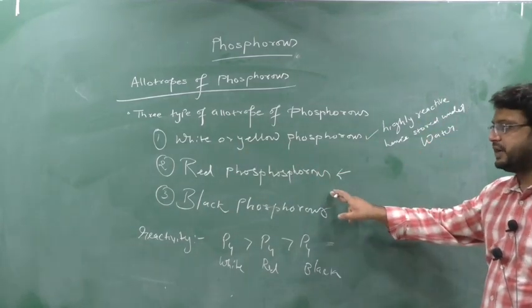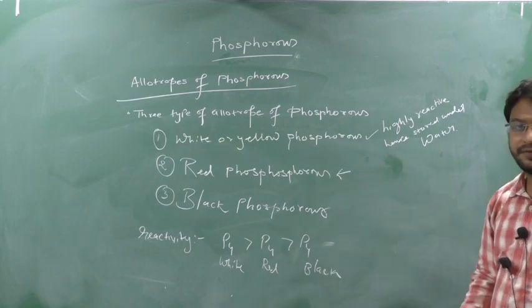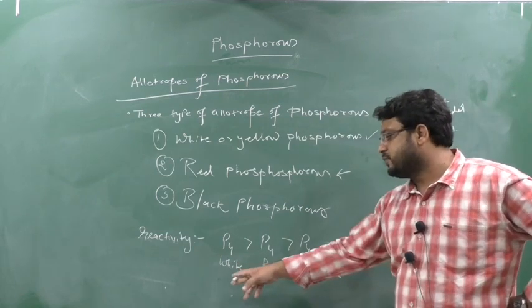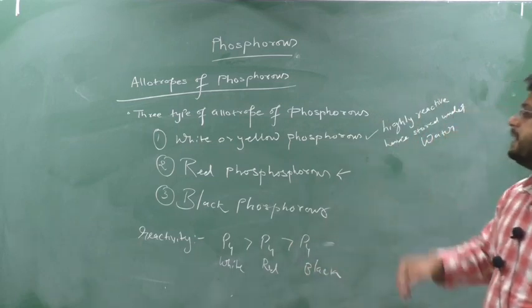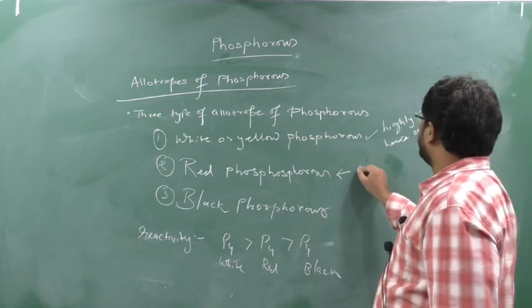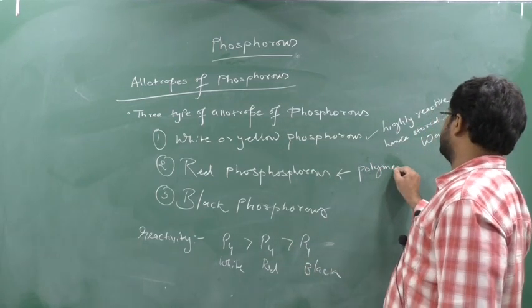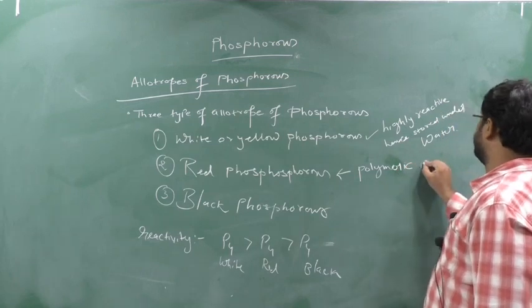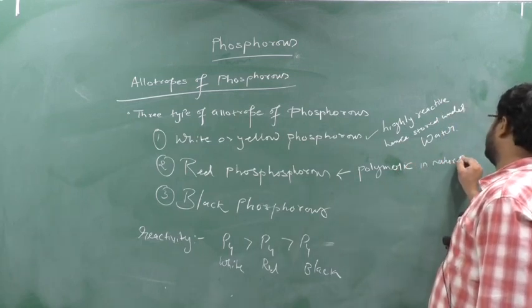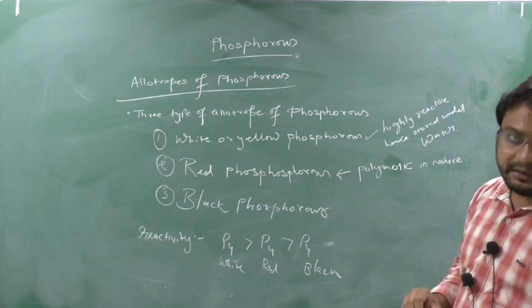Then less reactive is red phosphorus, and then less reactive is black phosphorus. So this is the series: white is more reactive than red, which is more reactive than black. Now this red phosphorus is polymeric in nature. Please remember, red phosphorus is polymeric in nature. I will show the structure when I do it in detail.